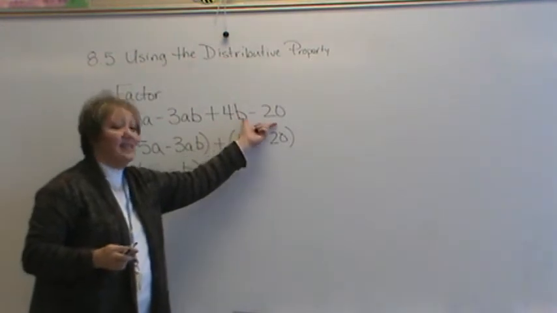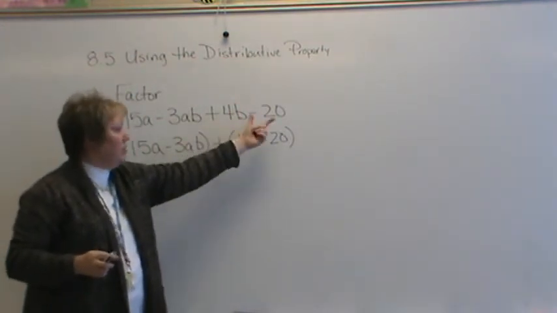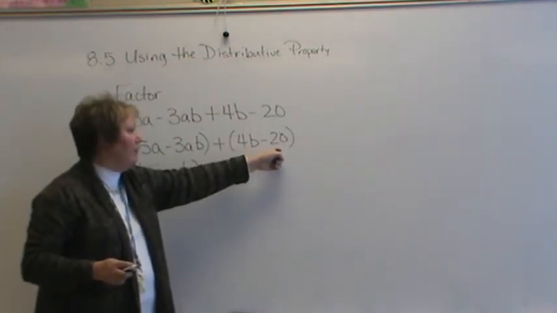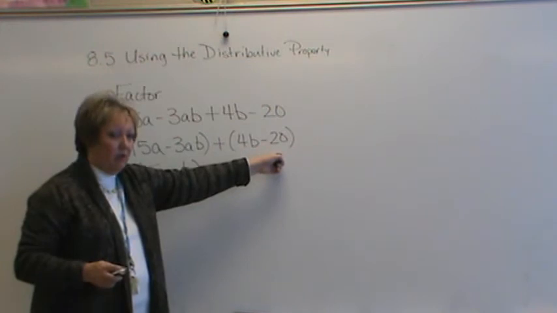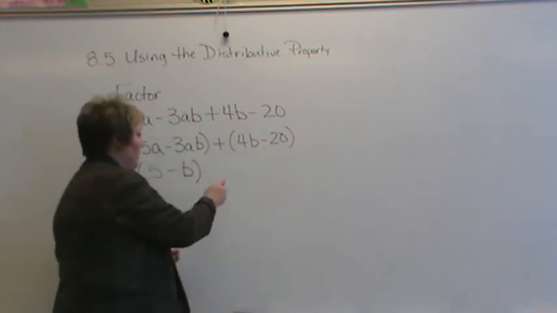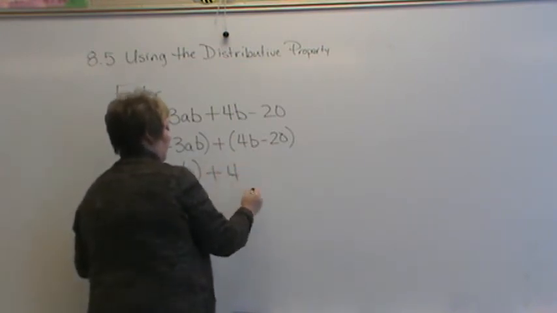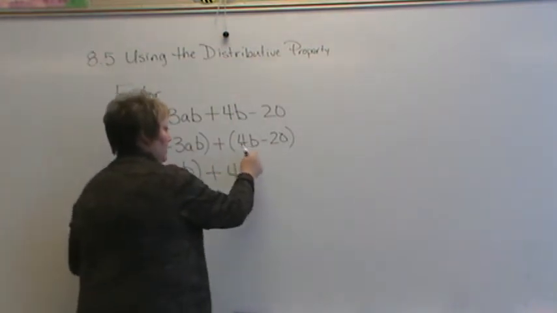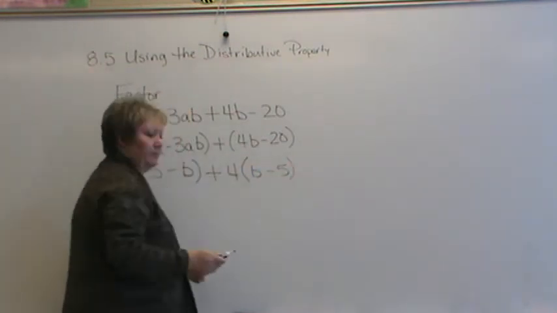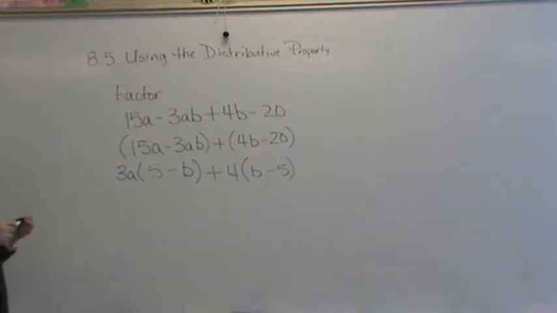Next, I'm going to group this next two terms together. What do I have in common? What is my greatest common factor of the coefficient and the constant? 4 is my greatest common factor. Now I'm going to multiply or divide, and I would have B minus 5. Take a look at this problem. Think about it for just a second. Can I factor any more like the problem is?